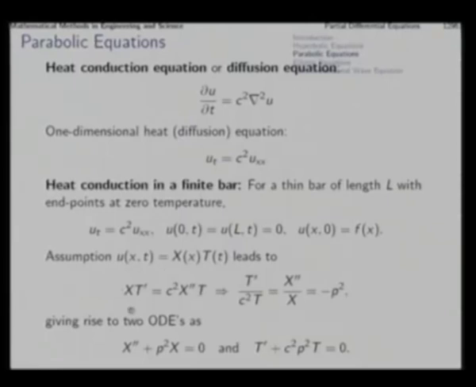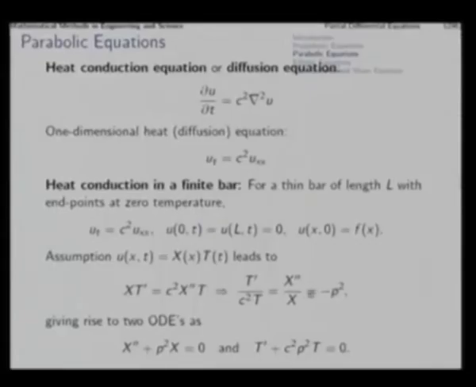Okay. And here, as we divide this entire equation both sides with c square X T, then here X will get cancelled and c square T will come in the denominator. Here c square T will get cancelled and X will come in the denominator. Now, you see that the left side is a function of t only and the right side is a function of x only. So, variables are separated. So, we equate each of these to a constant.